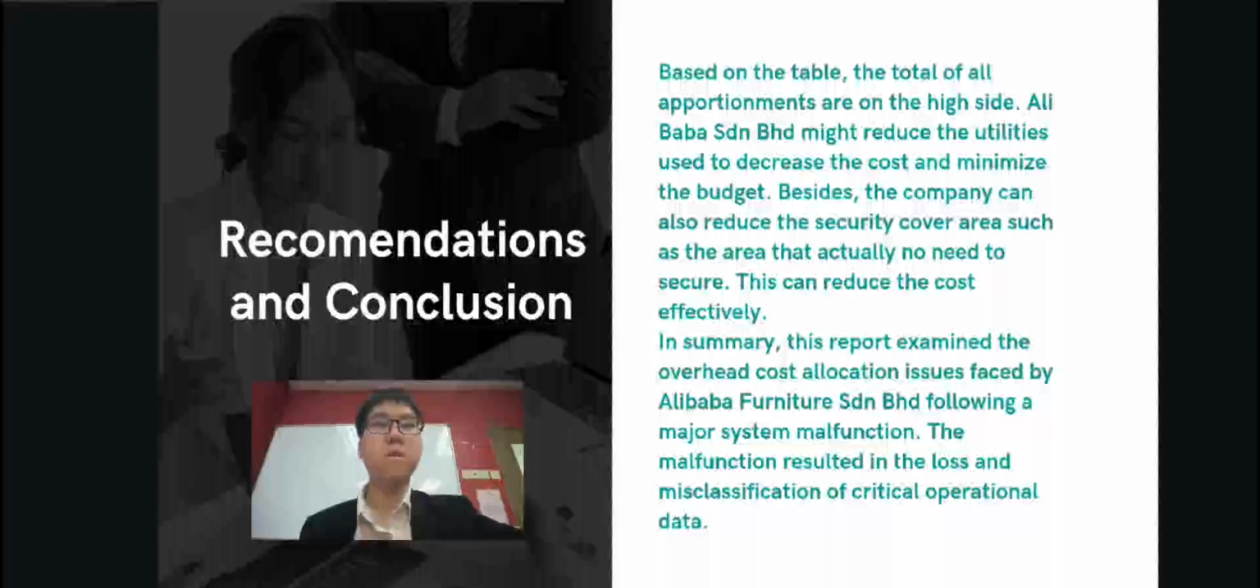In summary, this report examines the overhead cost allocation issue faced by Alibaba Furniture Sdn Bhd following a major system malfunction. So the malfunction resulted in the loss and misclassification of the critical operational data.